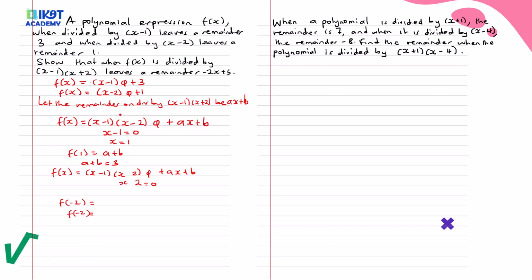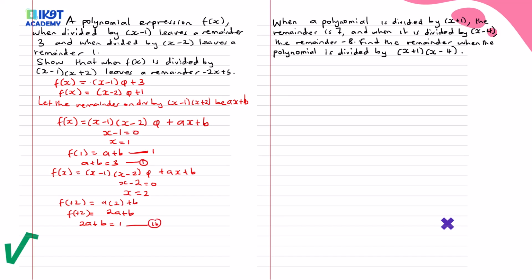So here we have x minus 2, x minus 2, x minus 2. So this is x is equal to 2. So this is f of positive 2. So this is a into 2 plus b, so we have 2a plus b. But now what is the remainder on division by x minus 2? It's 1. So we have 2a plus b is equal to 1. This is equation 2.